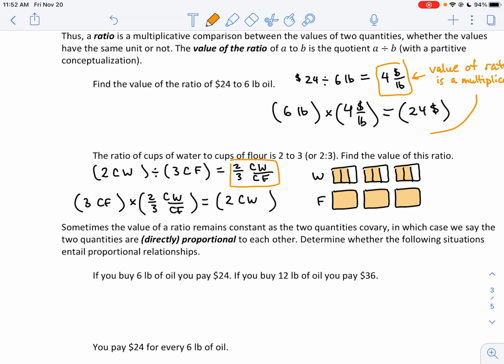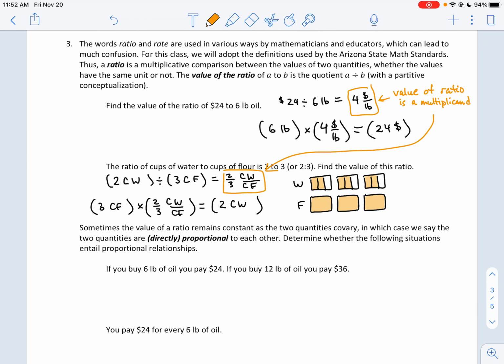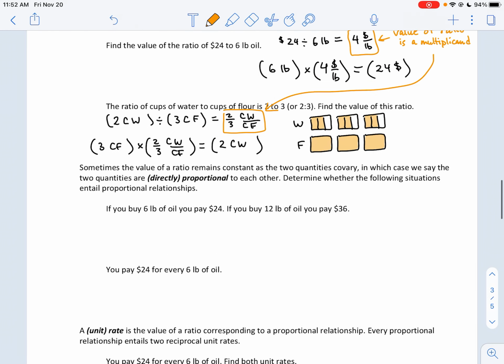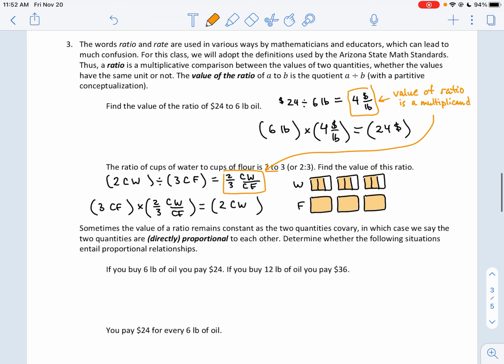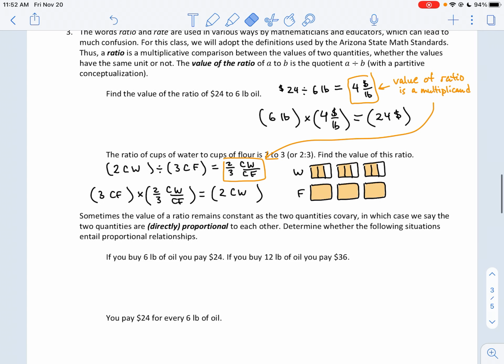And the same thing I said about the value of the ratio is a multiplicand, even when the units are the same, cups and cups. There are other ways to think about this, but I prefer to think of the value of a ratio when you do this division right here, that you imagine it in a partitive sense.